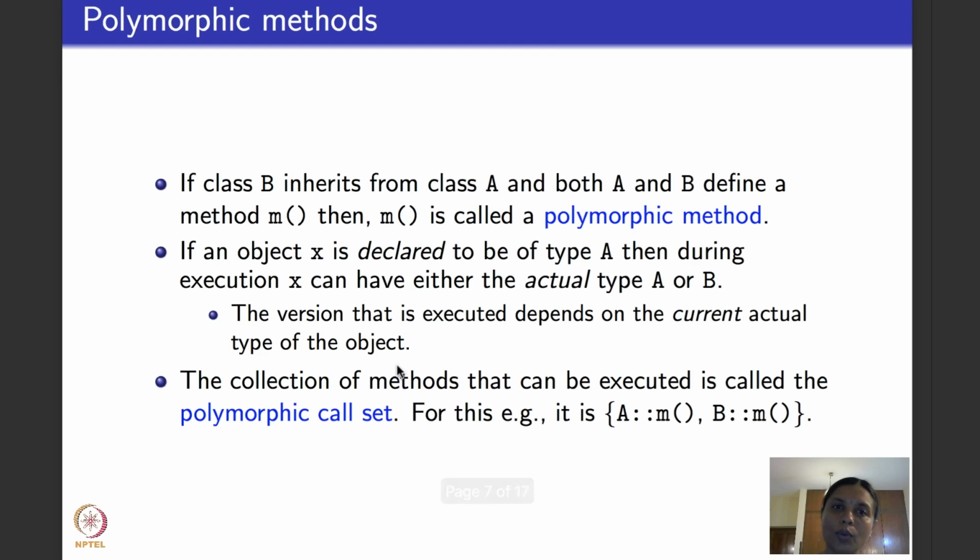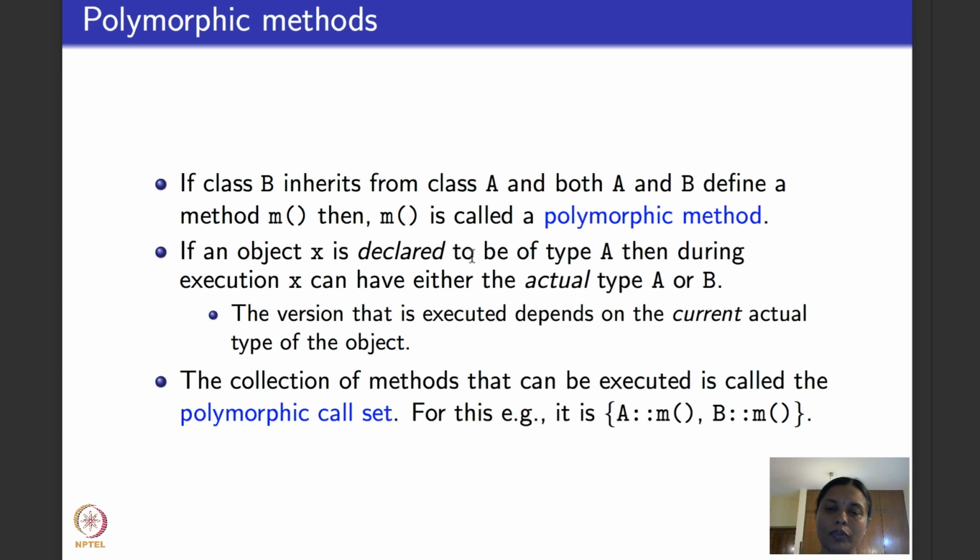Now, just to recap what polymorphic methods are, because we would need this extensively today. We've already done this in one of the lectures, but I'll recap it once again. So consider two classes A and B, and let's say class B inherits from class A, and both the classes A and B define a particular method M. So M is defined in A and M is also defined in B, and in addition B inherits from A. Such a method M in object-oriented programming is called a polymorphic method.